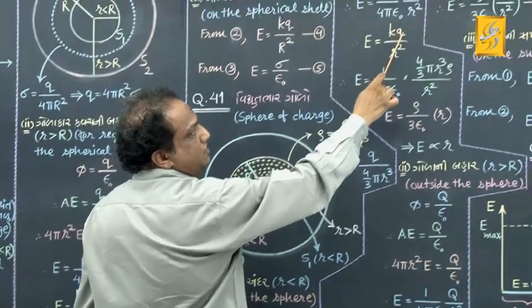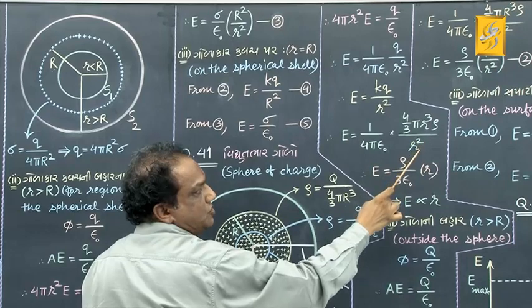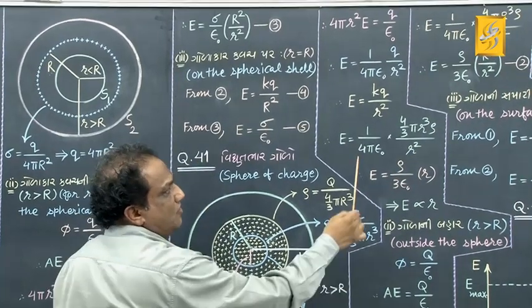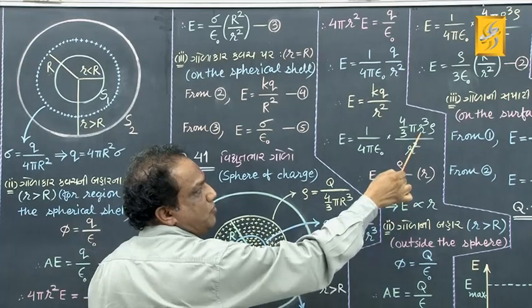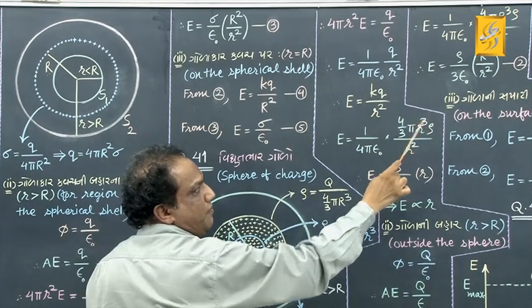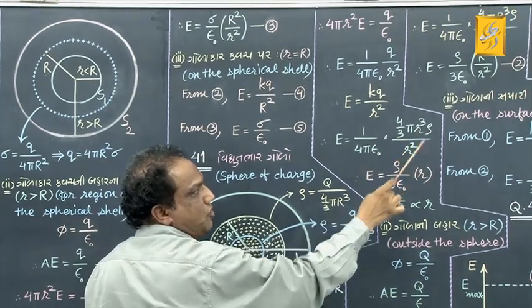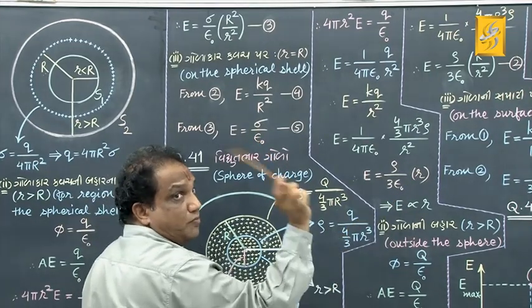Small q is 4 upon 3 pi r cube into rho upon r square. Tell me now, 4 pi will cancel, small r square getting cancelled from numerator and denominator. And now when you simplify, you will get rho upon 3 epsilon 0 into small r, which is left in the numerator, okay? This small r is there in the numerator.